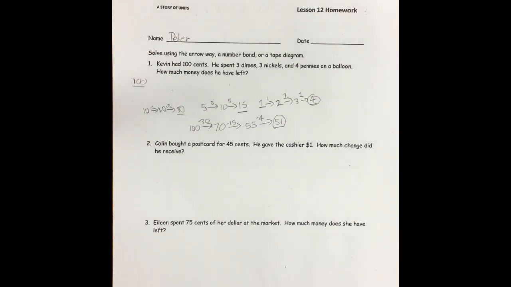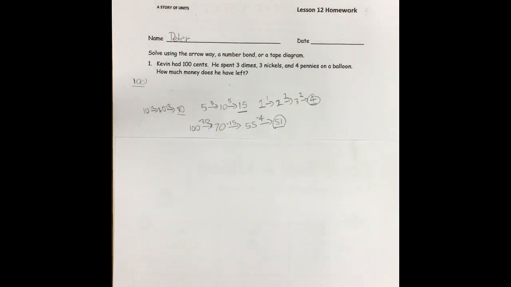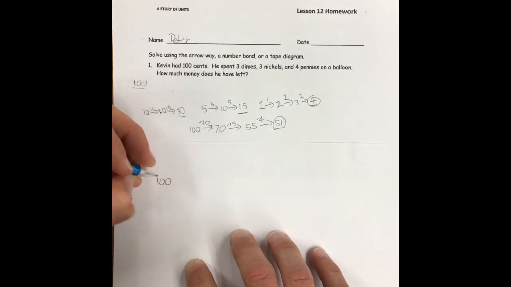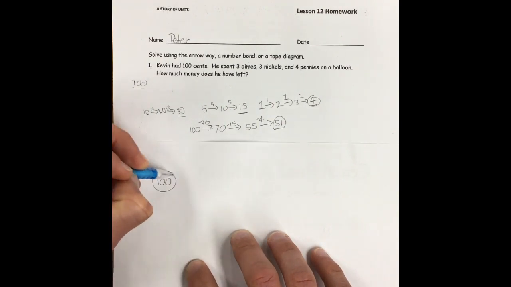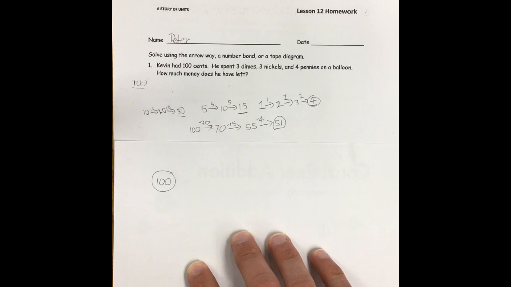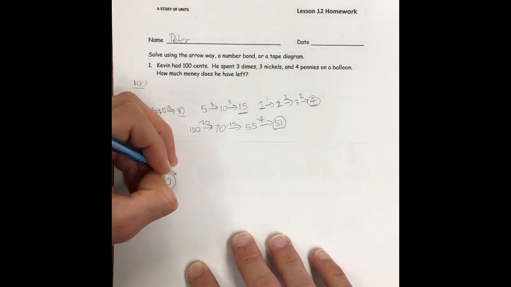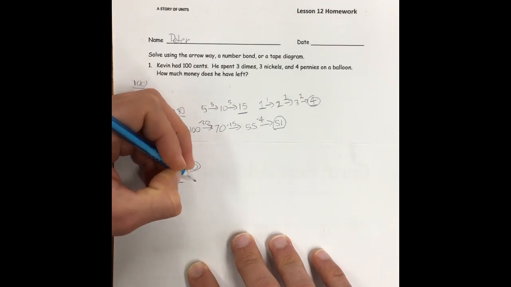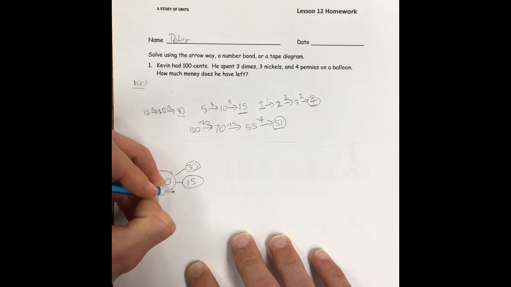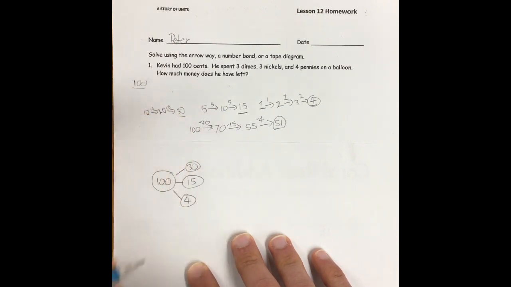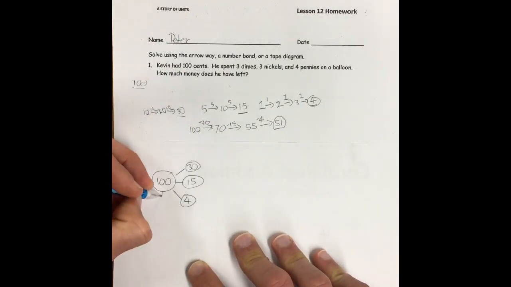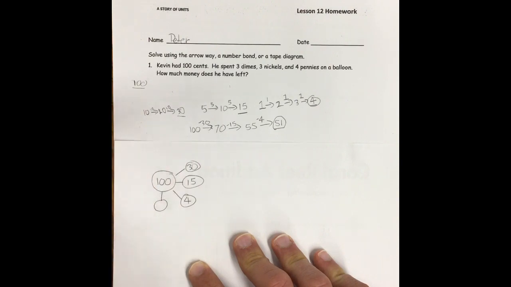Now, instead of stopping there, let's show it using a number bond in case that works better for you guys. So our number bond starts with 100. That's our whole number because that's how many cents we have. We're going to break that into several groups. 30 for the dimes, since we've already figured that out. 15 for the nickels. And 4 for the pennies. The only thing left to solve is our remainder.